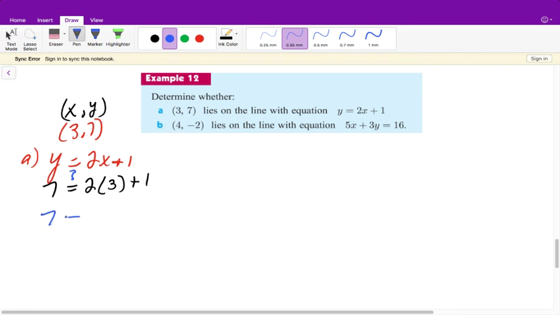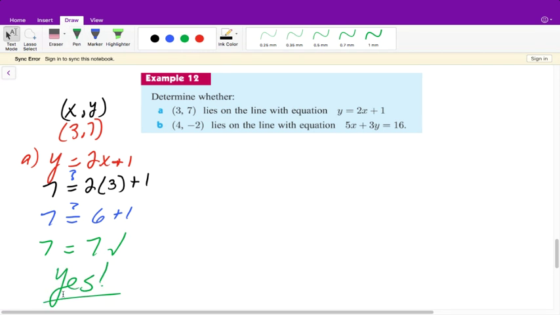So then I simplify. So 7, does this equal to 6 plus 1? Well, 6 plus 1 is 7. So 7 does equal 7. Check. Yes, it falls on the equation.